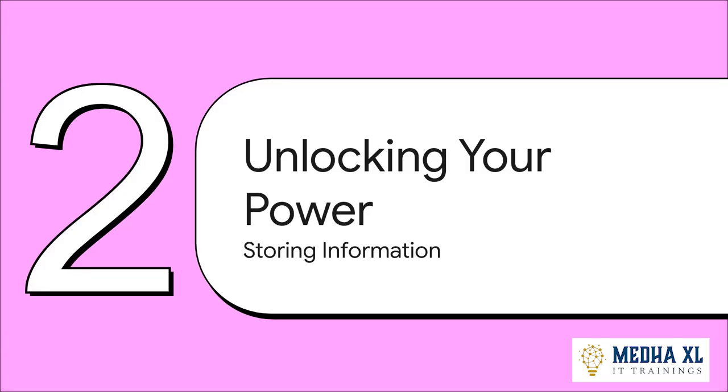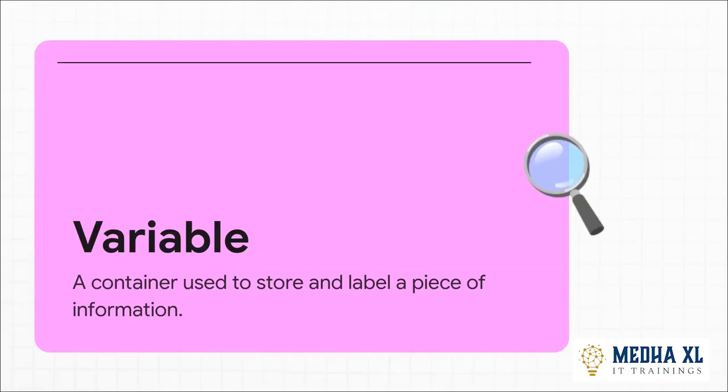So what's next? Let's give it a memory. Let's teach it how to remember stuff for us. This is where we unlock our first real superpower, the ability to store information. So how do we do that? We use something called a variable.